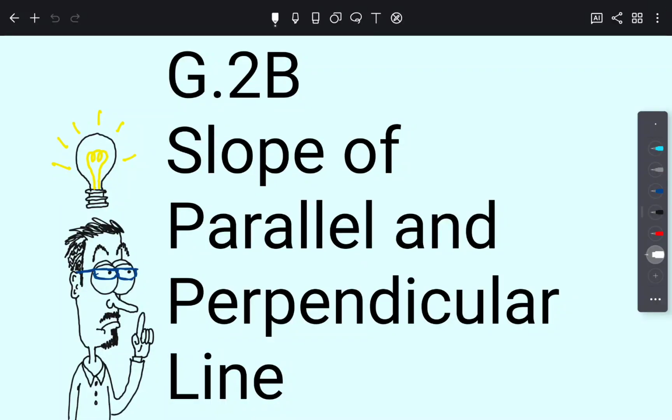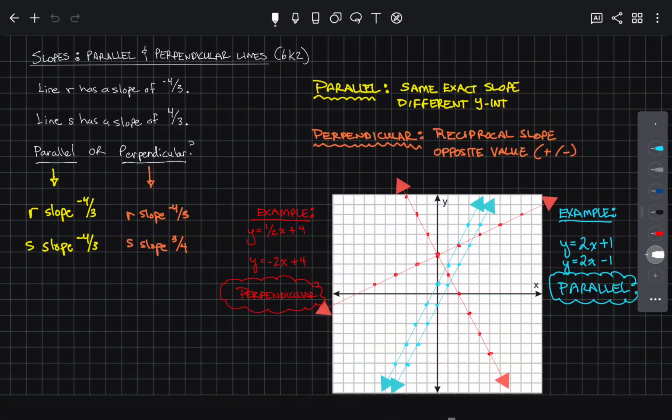Slope of parallel and perpendicular lines. Well, anytime that we have parallel, that means that we're going to have two lines that will never cross each other. They're going to run side by side forever. At no point should they ever cross, and they will always be the same distance apart.